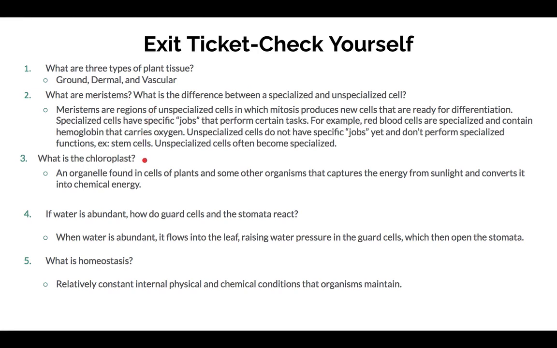Number three, what is a chloroplast? The chloroplast is an organelle found in cells of plants and some other organisms that captures energy from sunlight and converts it into chemical energy. Number four, if water is abundant, how do the guard cells and the stomata react? When water is abundant, it flows into the leaf, which raises the water pressure in the guard cells, which opens the stomata. So if water is abundant, then the stomata want to be open to allow for gas exchange and for photosynthesis to occur. Number five, what is homeostasis? Homeostasis is the relatively constant internal physical and chemical conditions that organisms maintain.